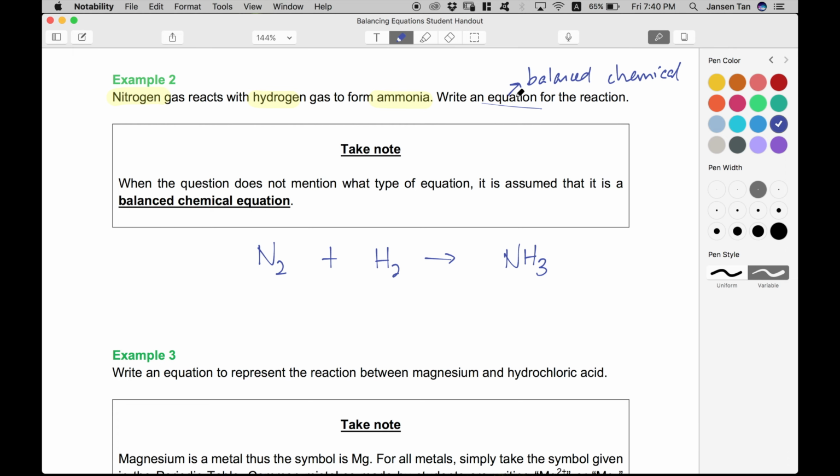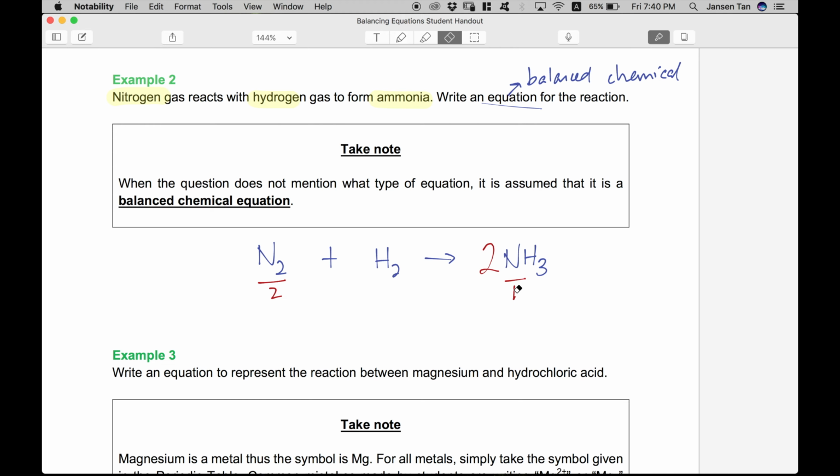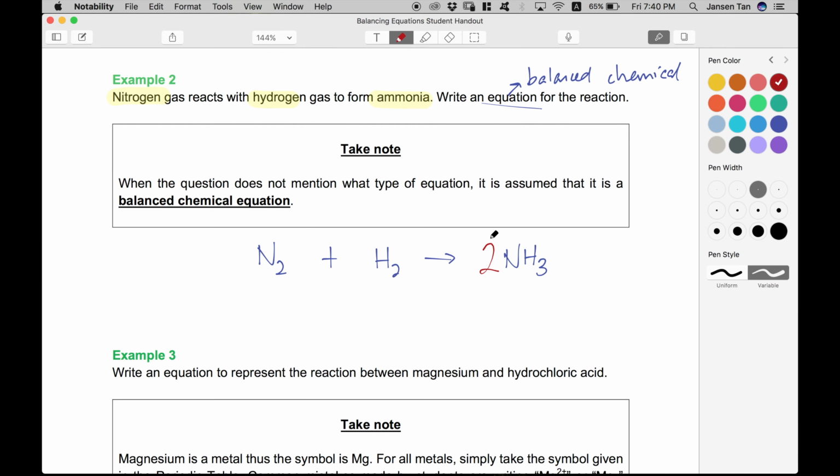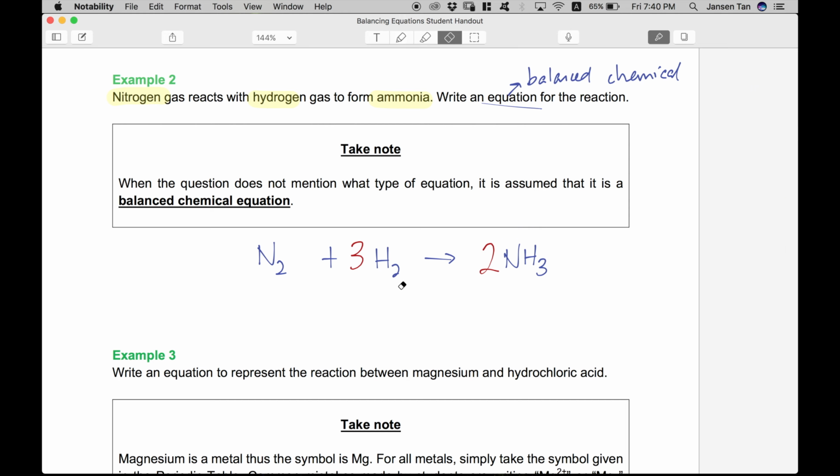Okay, we start by looking at nitrogen. On the left hand side we have 2 nitrogen, on the right hand side we have 1. How to make that the same? We put the 2 in front here. Okay, so now nitrogen is balanced. Let's look at hydrogen now. 2 times 3, so I have 6 hydrogen on the right side. Okay, I have 2 on the left. So how do I make that the same? I put a 3. So 3 times 2 is 6. So this is the final answer. N2 plus 3H2 gives 2NH3.